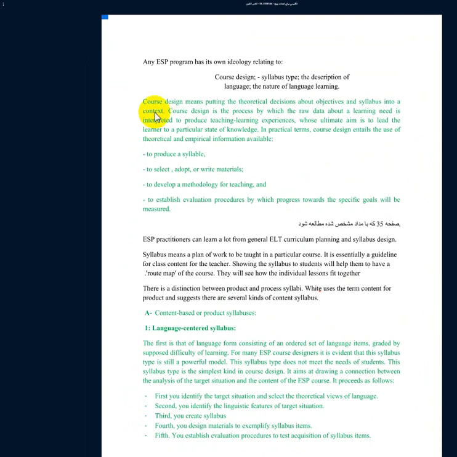Actually, course design entails syllabus design, material preparation, or material development, and we have to make a selection of a methodology for teaching and establish evaluation procedures. So all these will happen after needs analysis. And today we actually focus on course design and syllabus design.